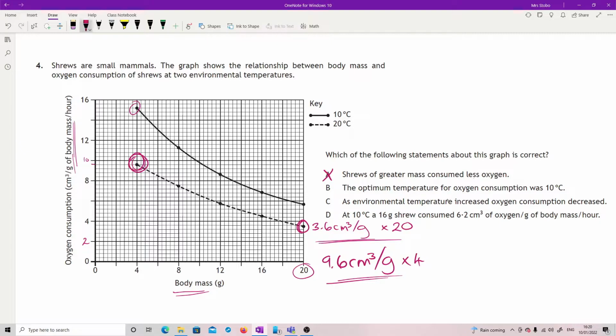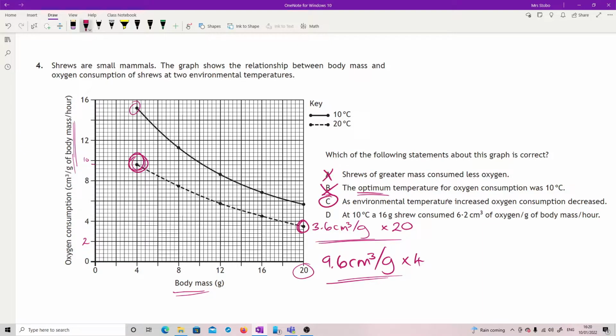It's better at 10 than it is at 20, but I have no information about optimum. For an optimum, I would have to have something that showed that, say, 9 degrees was not any better, and 11 degrees was not any better. You would have to have more information than this, okay? So no information here. As environmental temperature increased, oxygen consumption decreased. Well, that is clear. Yes.